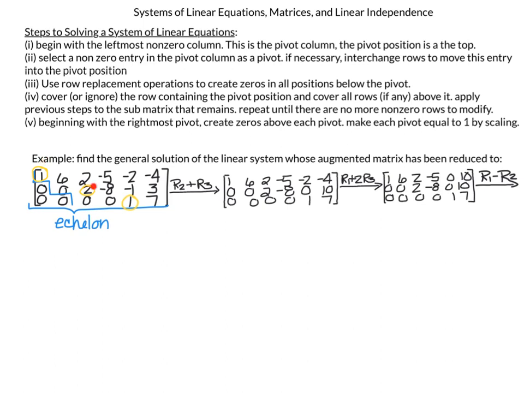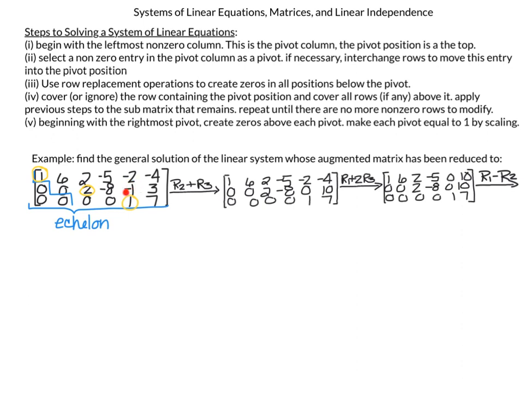And now I identified my pivot points. That's where my leading entries are. The first thing, I have this in echelon form. To get it in reduced form, I would begin with the rightmost pivot, which is this one, and create zeros above each pivot. So I need this -1 and this -2 to be 0.